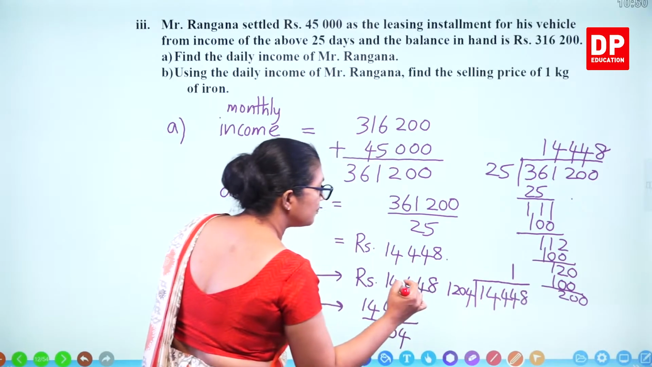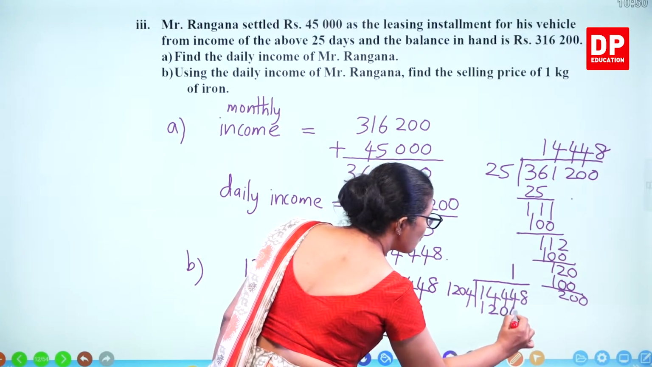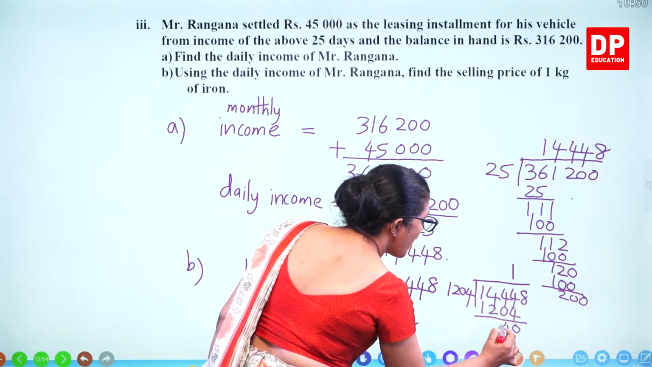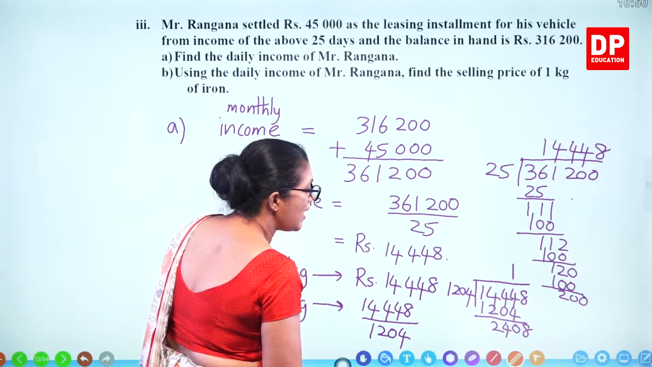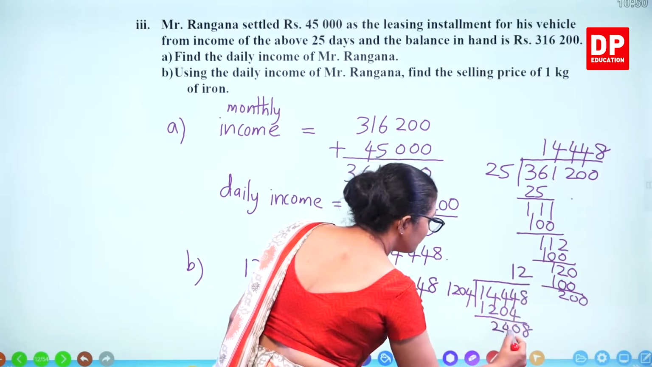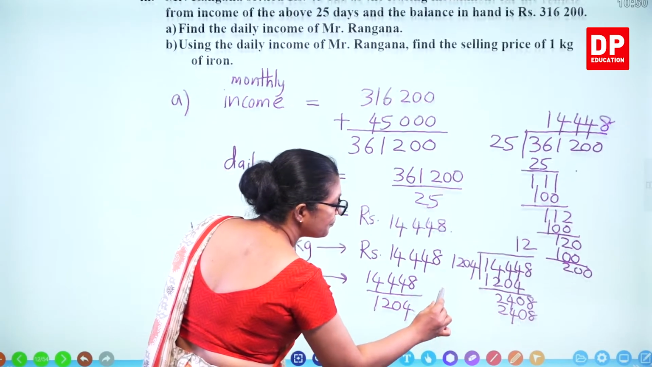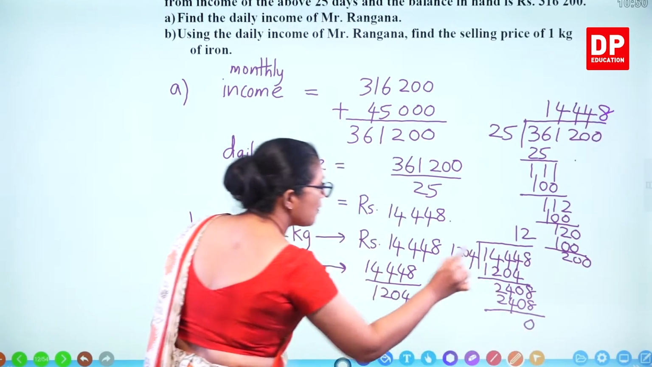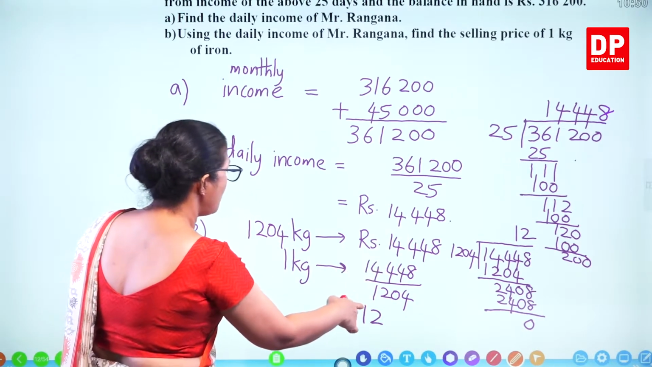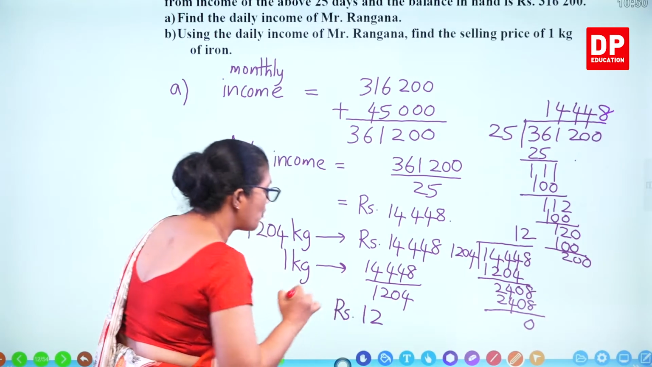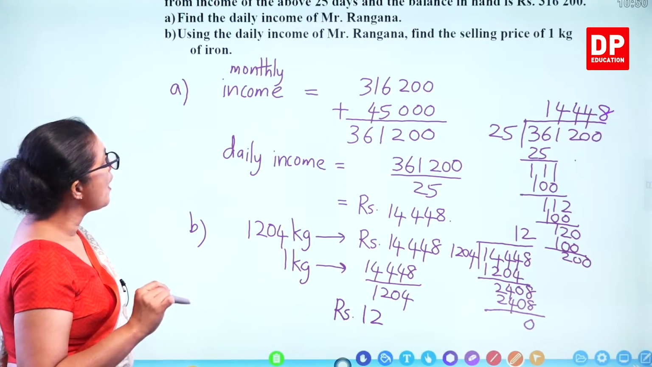This is 1,024. When you subtract, you get 2,408. That means 2. That's 0. That means you get 12 rupees. 12 rupees for 1 kilogram. Now we'll give marks.